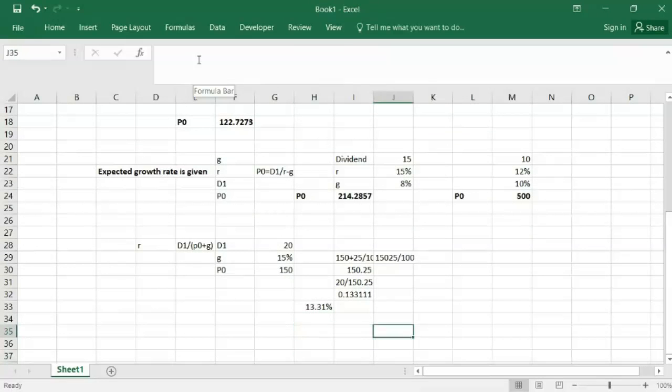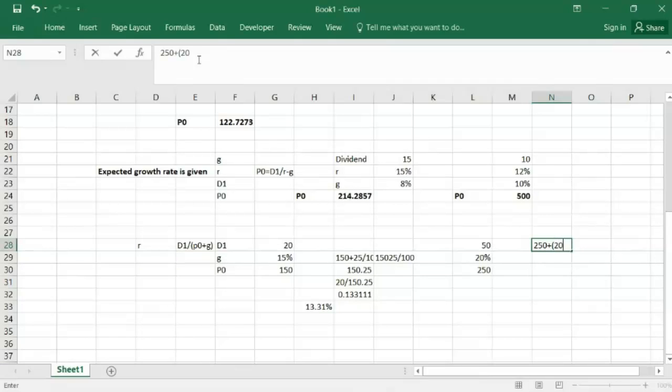I'll take another problem similar to the previous one. If the dividend is given as 50 rupees, the growth rate is 20%, and the market price is 250 rupees, in that problem you need to estimate what exactly the rate expected from the market is. So the market price is 250 rupees, plus the growth rate, which is given as 20%.